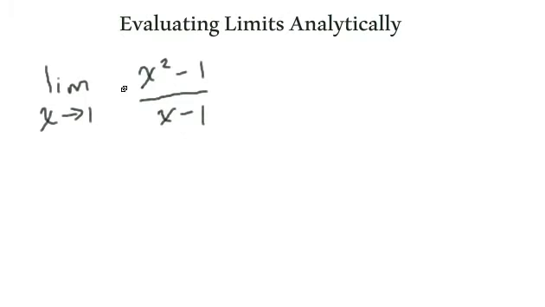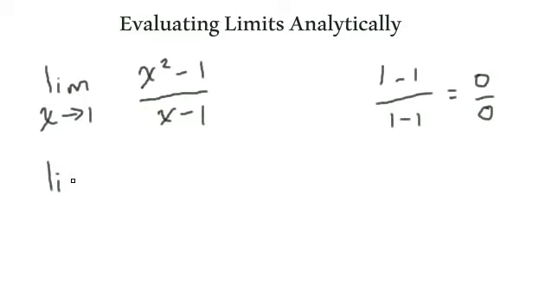Well, if I were to plug 1 directly in, we'd end up with 1 squared, which is 1, minus 1, over 1 minus 1, and yeah, that's not good. We get 0 over 0. So what we want to try to do here is see if we can factor some things out and cancel and get a new function. Alright, so let's just do that.